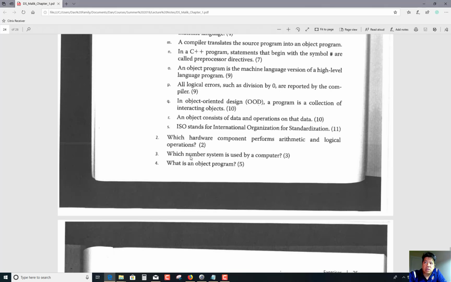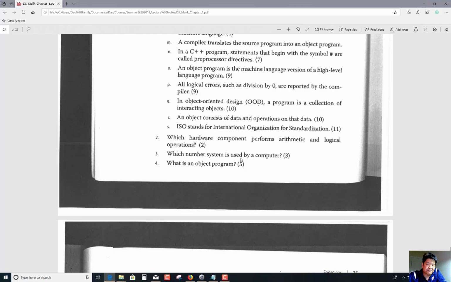Number 3 says, which numbering system is used by a computer? Well, all computers use what's called base 2, or binary. You hear this thing called binary, 1s and 0s? Well, that's binary. It's an on, off, that type of stuff. So it's binary or base 2.